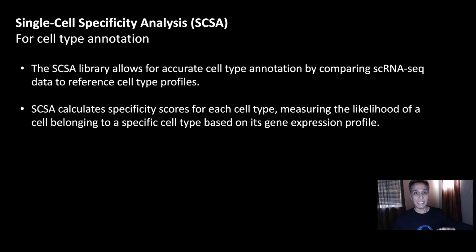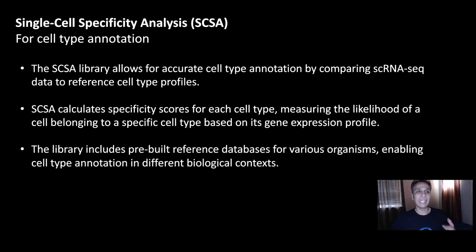How does it actually assign it? It calculates a specificity score for each cell type, and it measures the likelihood of a cell that we have belonging to a specific cell type based on the gene profile, right? So this is how it's working. And if you want to learn more details, I'll show you quickly a few screenshots of the paper they published, and you can go ahead and read exactly how it works. But I'll try to summarize it at a high level.